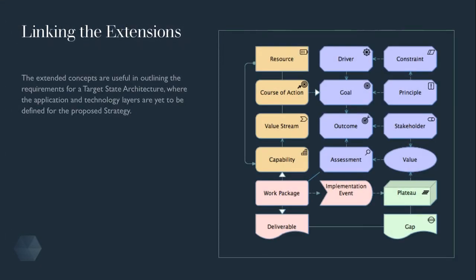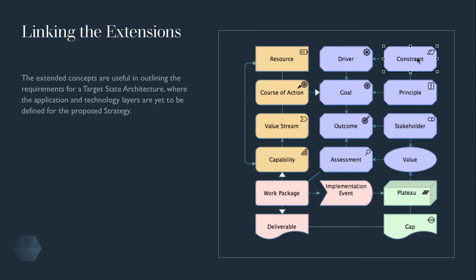The extended concepts are useful in outlining the requirements for a target state architecture where the application and technology layers are yet to be defined for the proposed strategy. Let's take an example of an organisation needing to improve its online sales capability that is failing as a result of poor integration between systems.